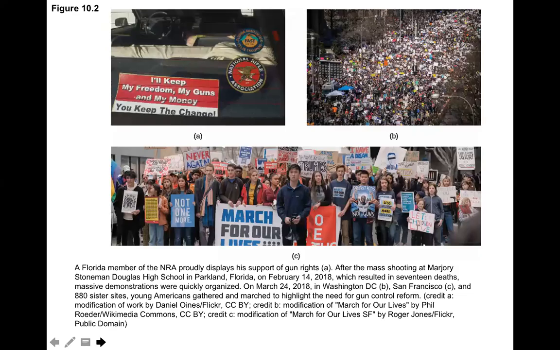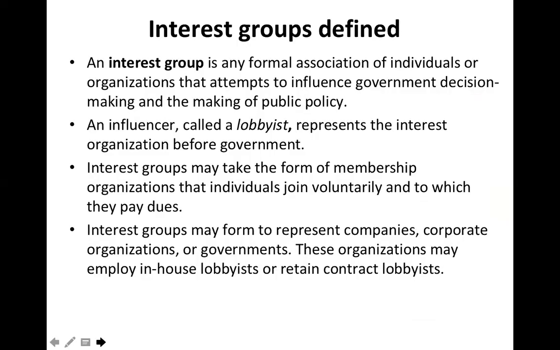Here's an example of how they're on different sides. The first picture is someone who wants to keep their guns, a positive NRA member. Pictures B and C are from anti-gun marches that happened after the Marjory Stoneman Douglas High School shooting in Florida. This was largely organized by teenagers. So they have competing interests, and both are valid interest groups for people who have different needs.